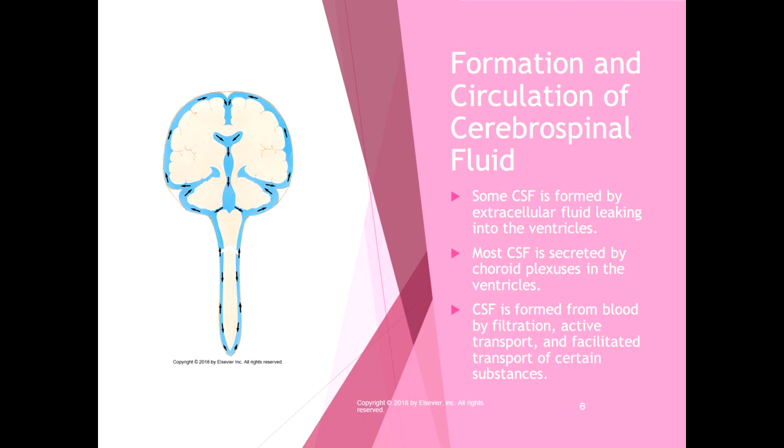So you can see this is a different look at the CSF system, and you can see how it surrounds and cushions the brain. It also has arrows showing the general flow. The wing-shaped thing at the top is the two lateral ventricles going into the third ventricle, the fourth ventricle, and then into the subarachnoid space.